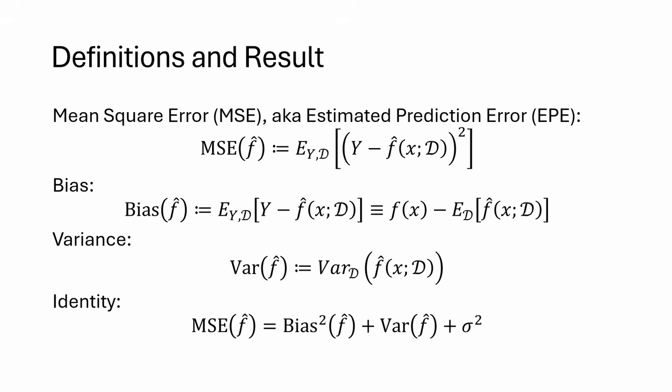The MSE, or the estimated prediction error, is the bias squared plus the variance plus sigma squared, the irreducible error. And we'll see next that this identity is a Pythagorean identity. So the question is, how do we set this up?